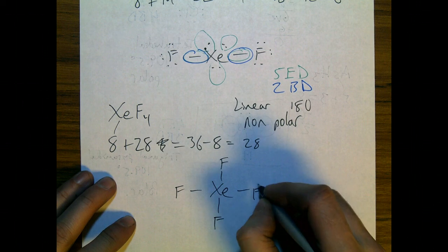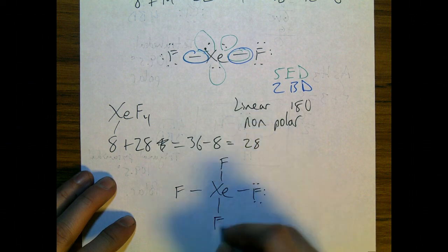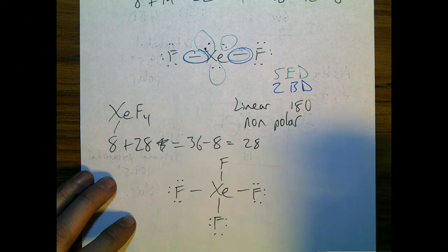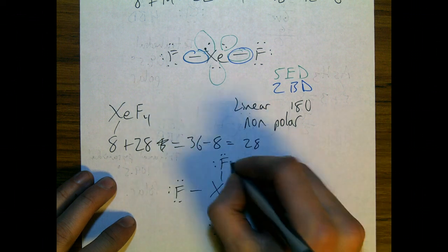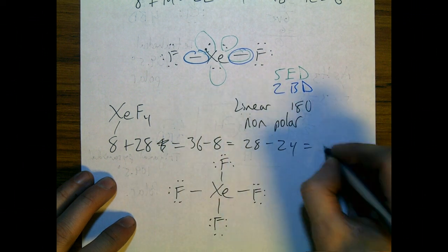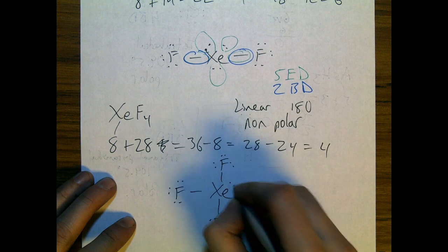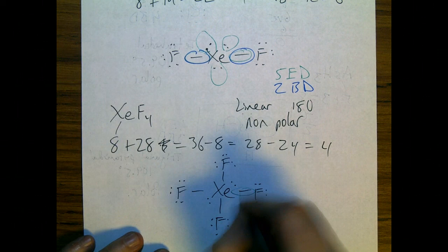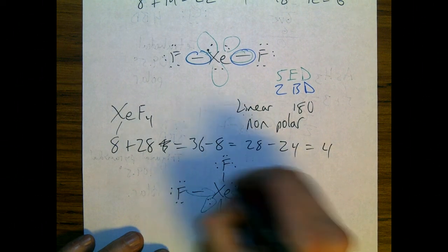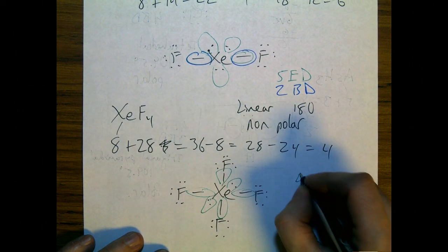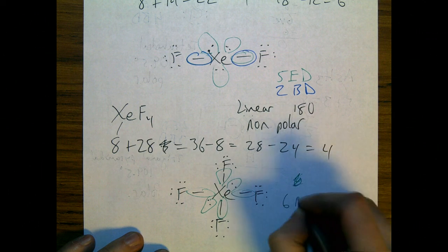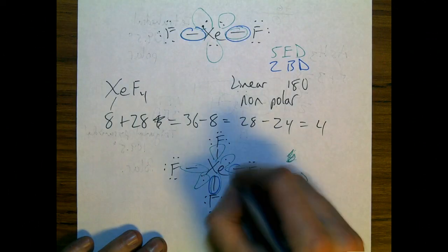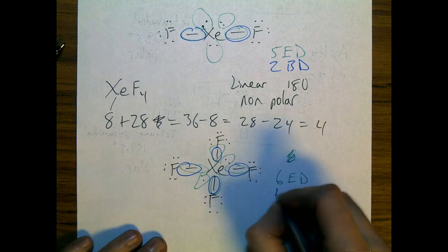Spread those on the outside first. 2, 4, 6, 8, 10, 12, 14, 16, 18, 20, 22, 24. So I've used 24 of my 28. I have 4 left. Violate the octet rule, put them in the center. So when you count your electron domains, you have 1, 2, 3, 4, 5, 6. You have a total of 6 electron domains. You have a total of 1, 2, 3, 4 bonding domains.